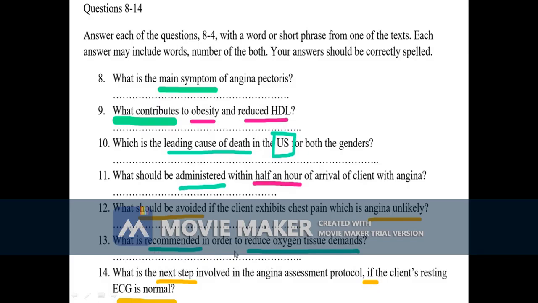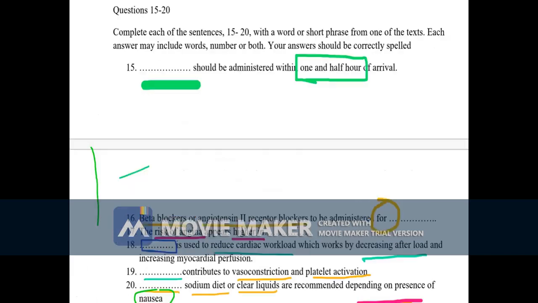Question 13. What is recommended in order to reduce the oxygen tissue demand? To reduce oxygen tissue demand, what is recommended? Keep in mind, reduce oxygen tissue demand. Next, what is the next step involved in the angina assessment protocol if the client's resting ECG is normal? So keep in mind, resting ECG is normal. You will find the answer. What is the next step? So this is the question, and the answer will be the next step, which will be given in your text.